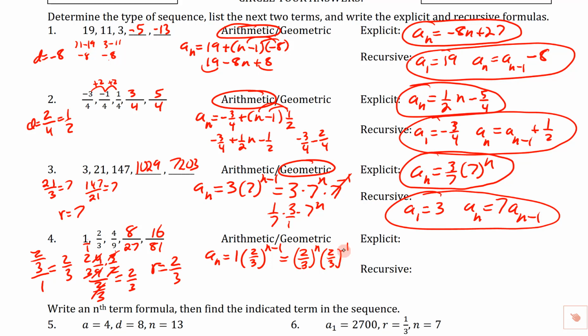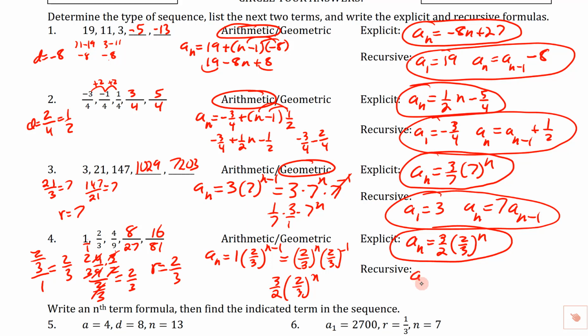negative 1. And remember the cool thing about this, the negative means reciprocal, so literally we can just do the reciprocal of this right here. So that's going to be 3/2, and if I raise that to the first power here, it would just still be 3/2. And then we're going to do 2/3 raised to the n. So here's our formula. A sub n is equal to 3/2, and then 2/3 raised to the n. So there's our explicit formula there.